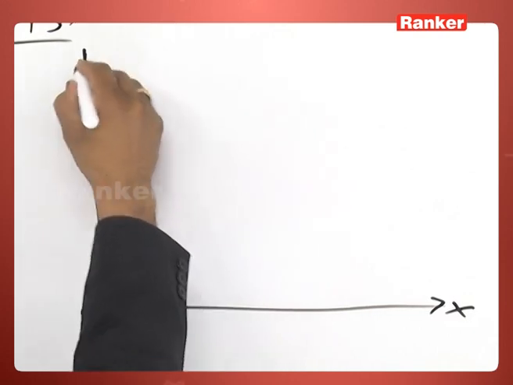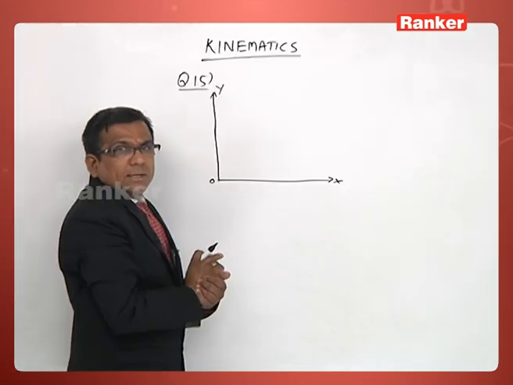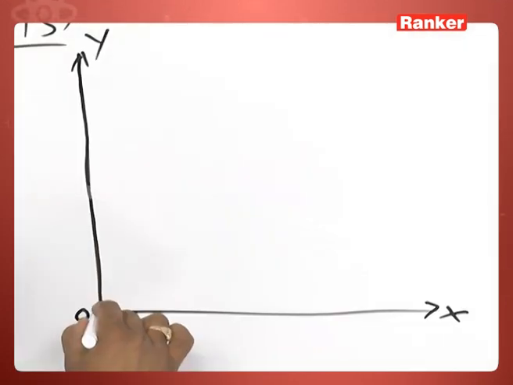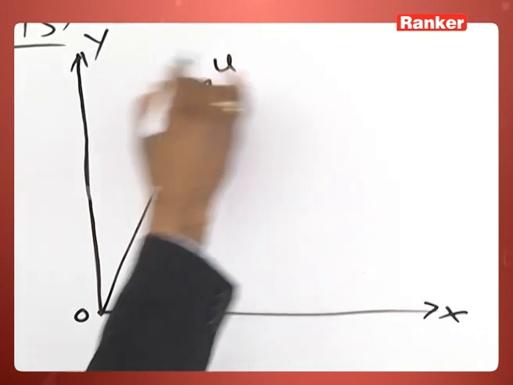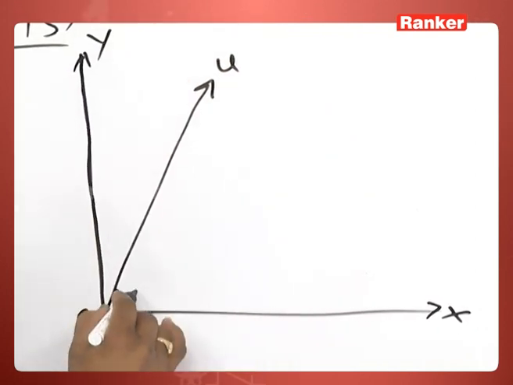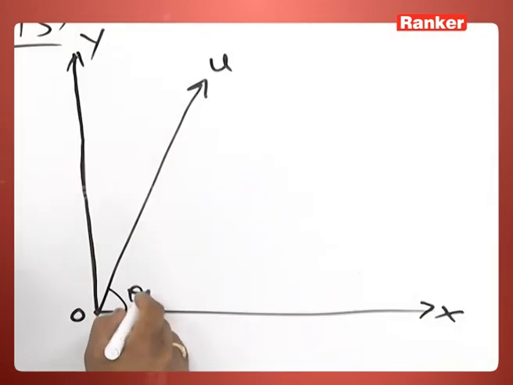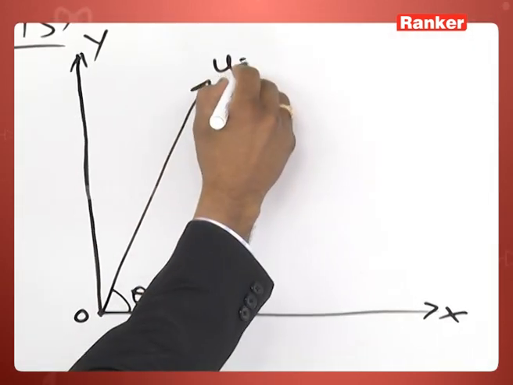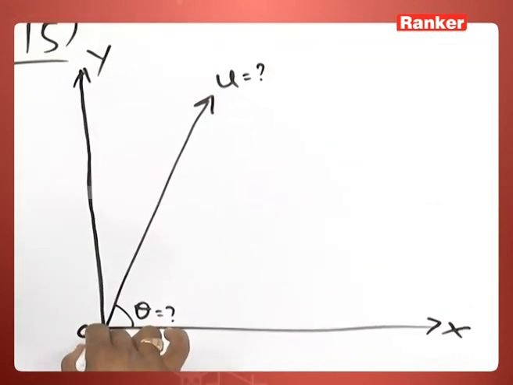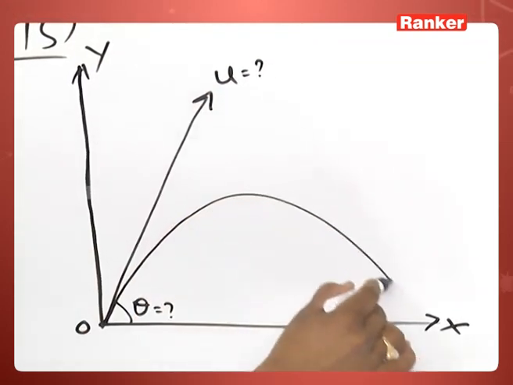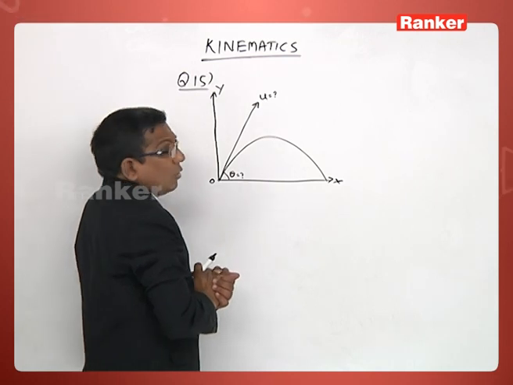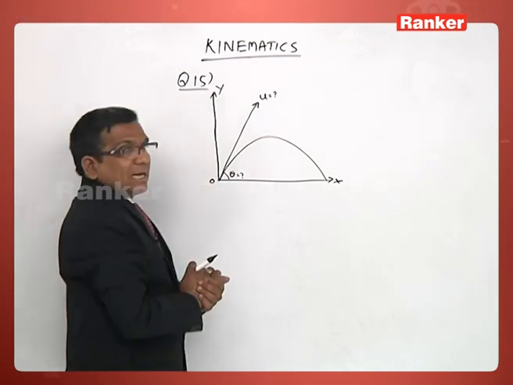This is the x plane, this is the y plane. In this, a body is projected with a velocity u at some angle, let us say. Here, u is not given, theta is not given, but it is reaching the ground in a parabolic path. Now, how to find the angle of projection? Theta is the angle of projection.